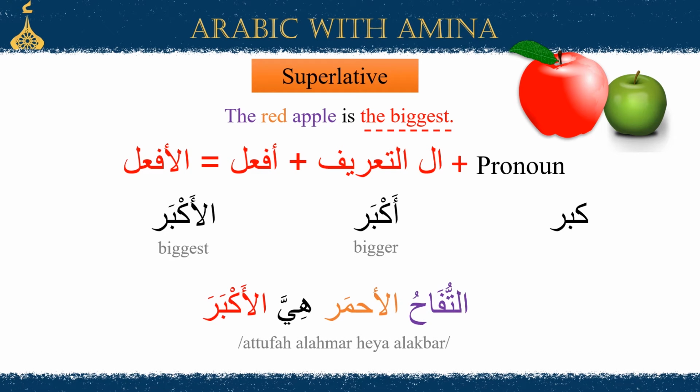التفاح الأحمر هو الأكبر. We have the pronoun he, and we have our adjective in the form of الأفعل, which is الأكبر.